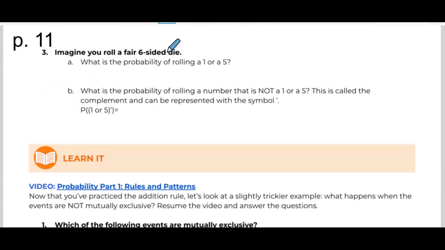Okay, page 11. Fair six-sided die. So we have 6 possibilities of this coming up. Right? We're going to roll a 1. That's 1 out of 6. That would satisfy getting a 1. The 5 would be 1 out of 6 as well. There's 1 5 on the die. If we add these together, we get 2/6, which is 1/3. So 1/3 of the time, we will roll a 1 or a 5.